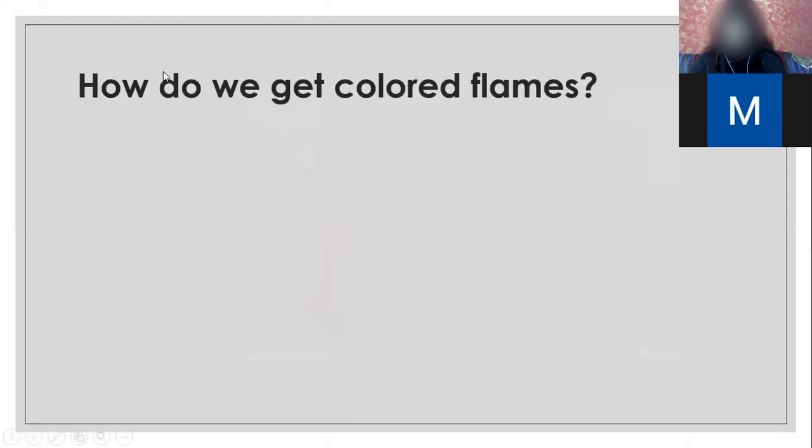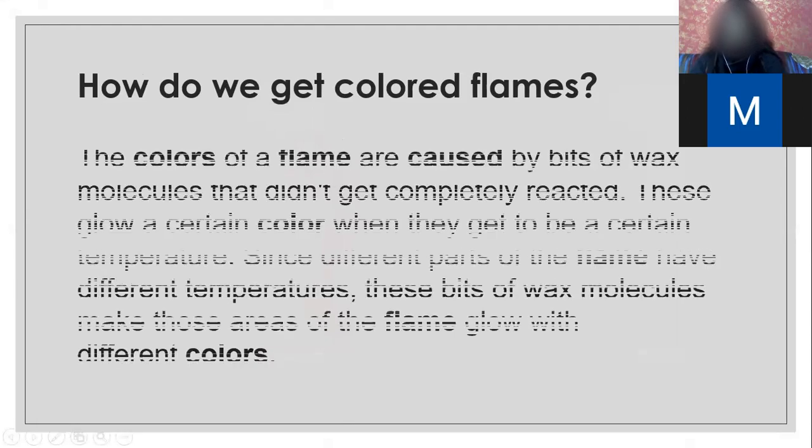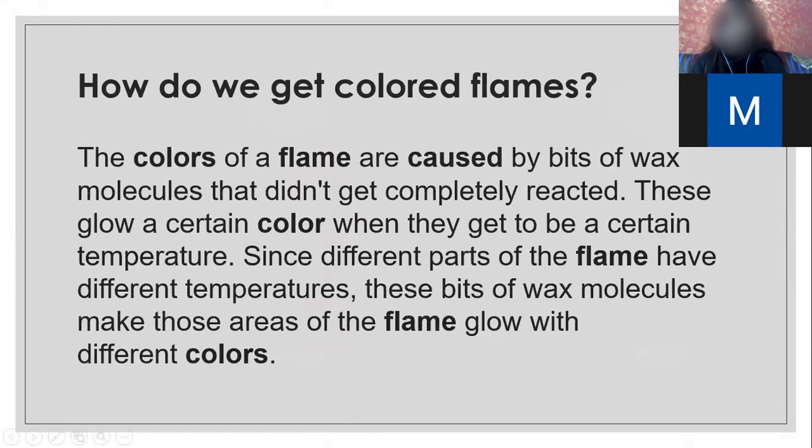In the beginning, a question arises in our mind: how can we get these colored flames? And the answer is that the colors of a flame are caused by the bits of wax molecules that did not get completely reactive. We did flame tests, and in these tests, we introduced a metal or any compound or material to heat. We heat them. Then, when we heat them, the molecules in it start to react.